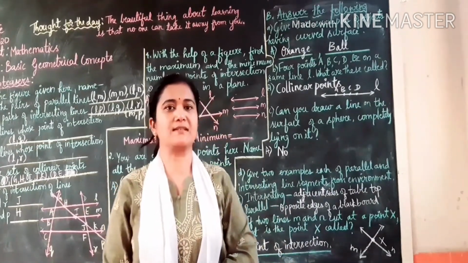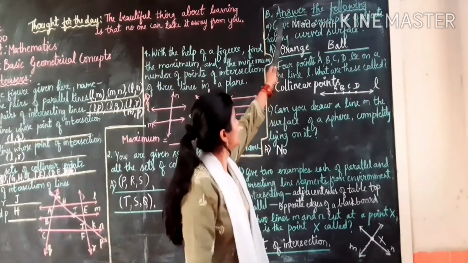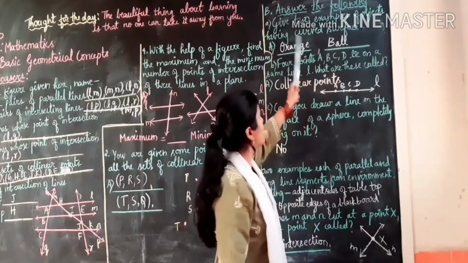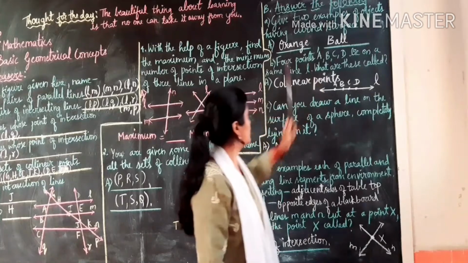Today we are going to discuss some problems from brain teasers. That is, first is answer the following. Give examples of objects having curved surface. Here I have taken orange and ball.